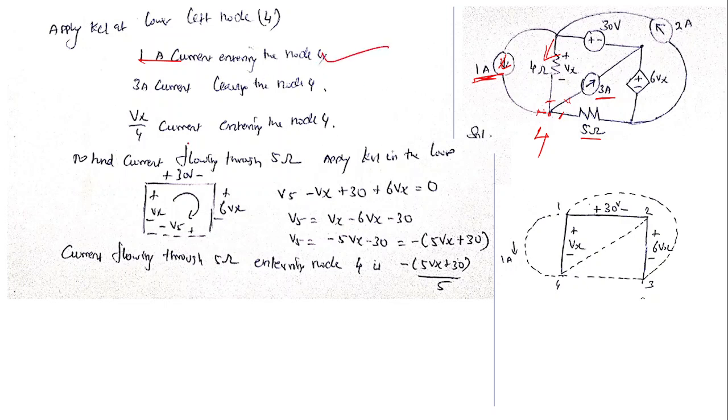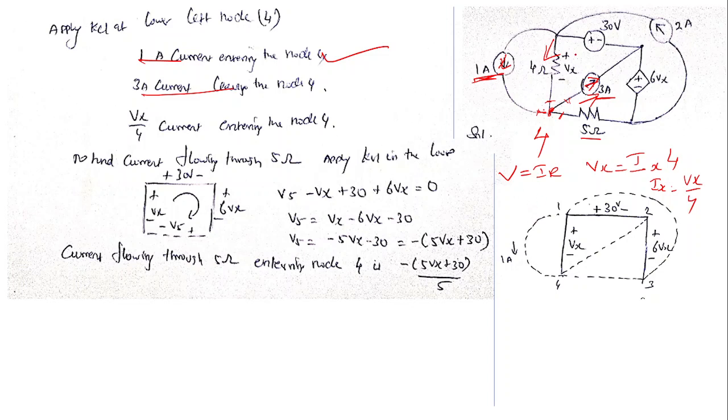That is the first point. 3 ampere current is leaving node 4, because the arrow mark is away from node 4. And then the current through this 4 ohm resistor: we know that V equals IR, right? Here Vx is given, and we need to find out what I is. I can write it as Ix, Ix times R, where R is 4. So Ix is equal to Vx by 4.